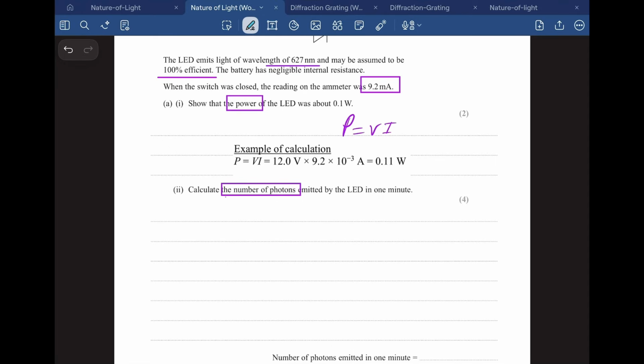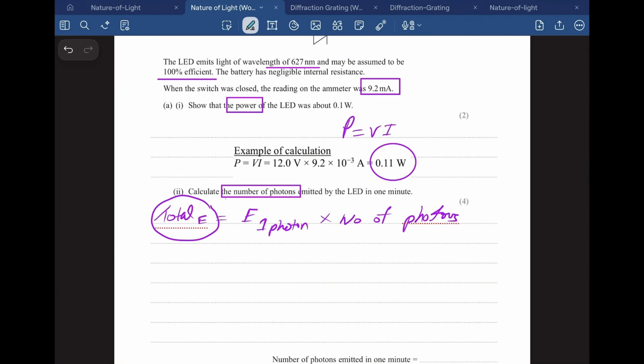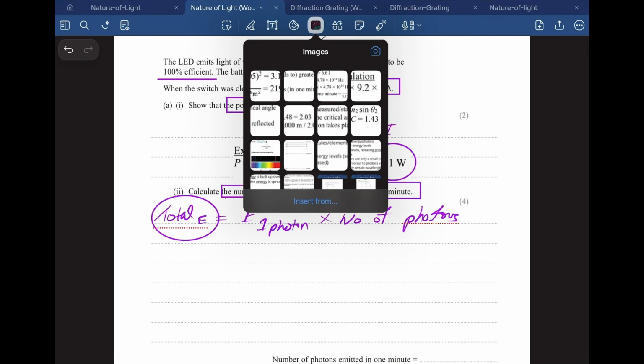So we'll have to understand the total energy emitted by the LED. Total energy will be equal to the energy of one photon multiplied by the number of photons. We know the power value, so we can figure out the total energy that was emitted by the LED in 1 minute.